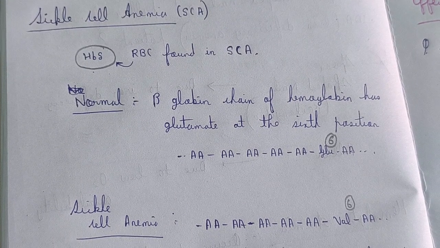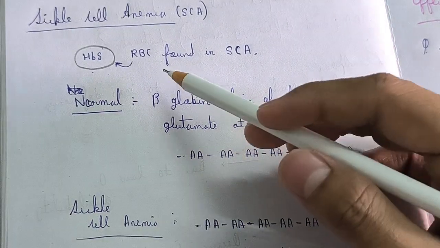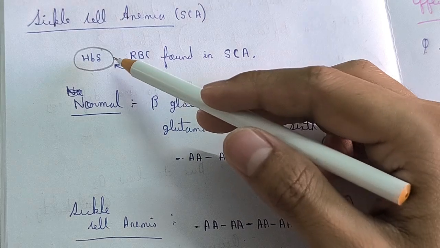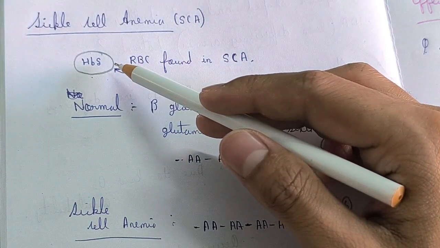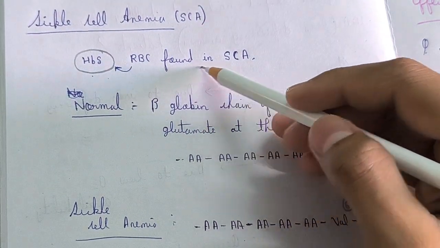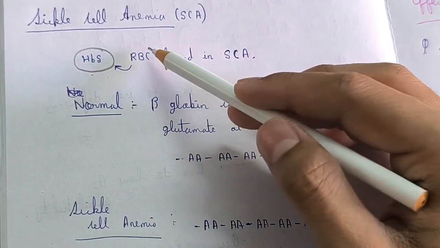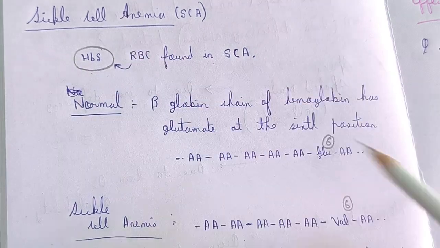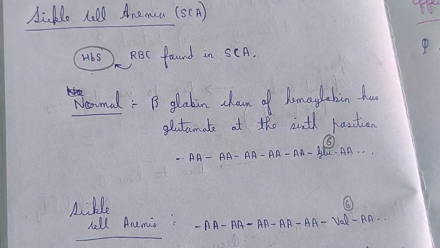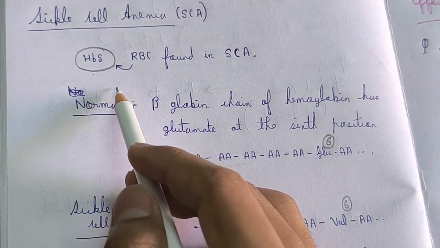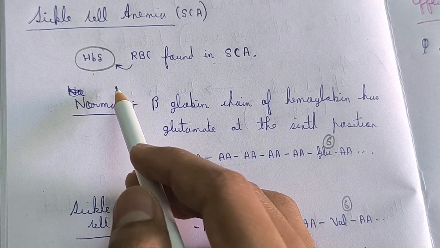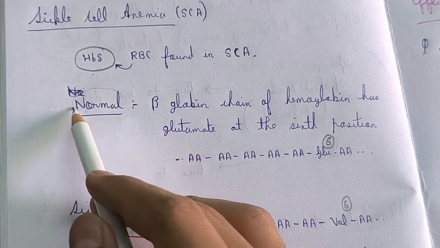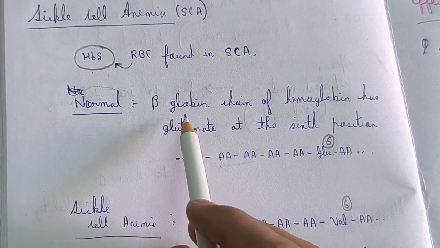Now about sickle cell anemia. The hemoglobin found in the RBC in sickle cell anemia is HbS. I think you also studied this in your NEET UG journey. Here basically you can see the normal situation.